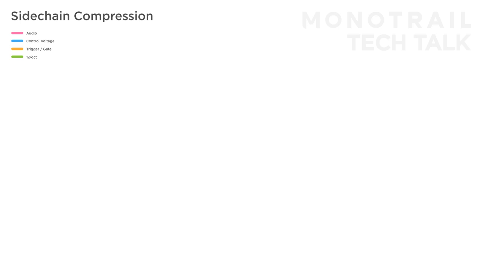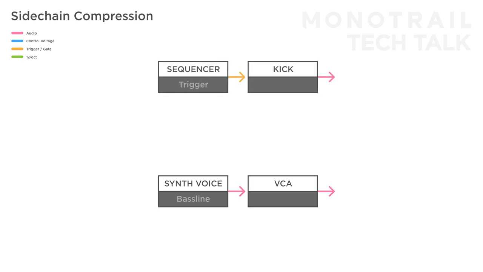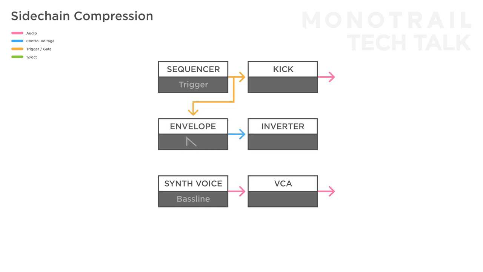In a modular, you can send audio, like a bassline, through a VCA to control the volume. The sidechain would have some trigger source and a kick. You can use a copy of the trigger to fire a simple attack decay envelope, invert that signal, and have the inverted envelope close the VCA whenever the kick hits. This envelope gives you control over the attack and decay time of the ducking.